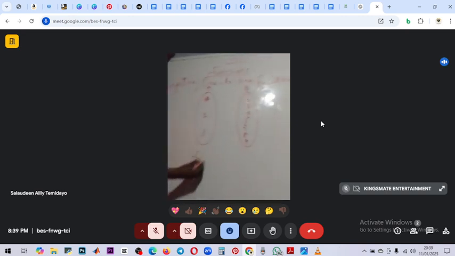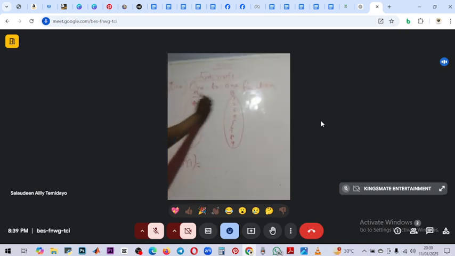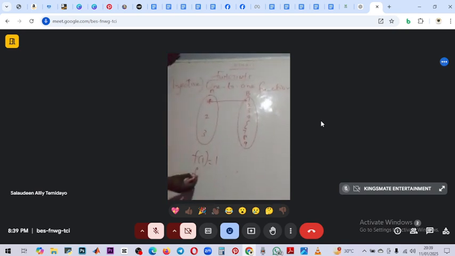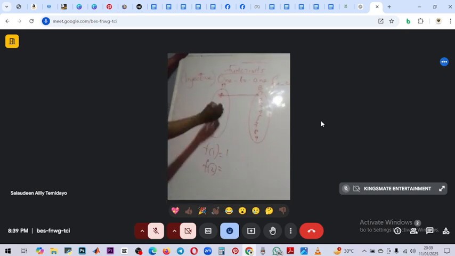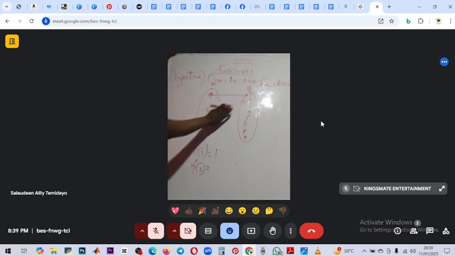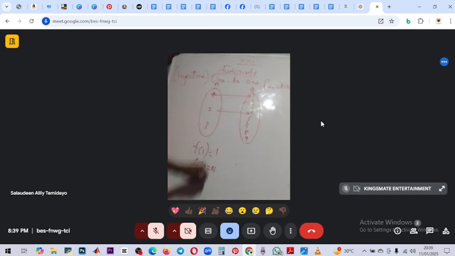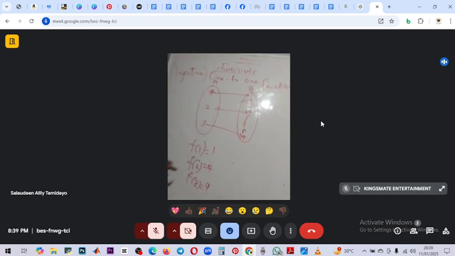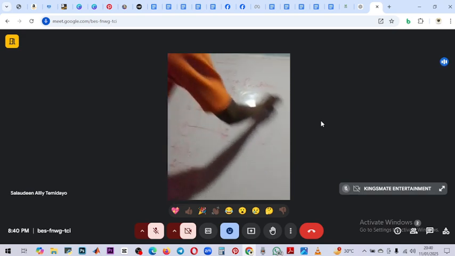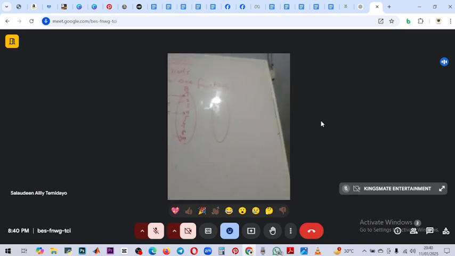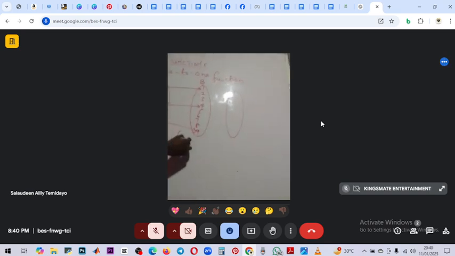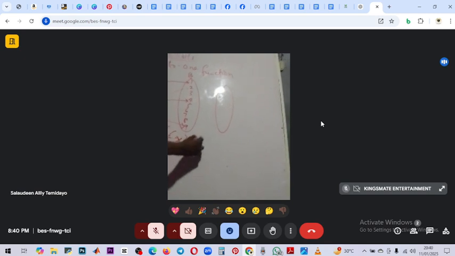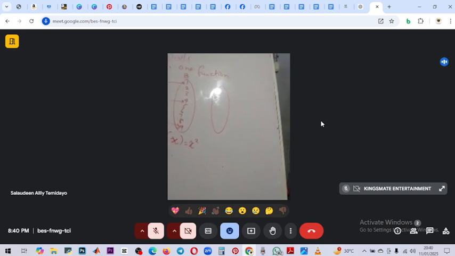Now I have f of 1 equal to 1. f of 2 is equal to 4. f of 3 is equal to 9. This is a function, but let's put it aside. Look at this function. Only 3 elements are here, and they do not match all the elements here. The function is f of x equal to x squared. That is the function I used here. Square of 1 is 1. Square of 2 is 4. Square of 3 is 9.